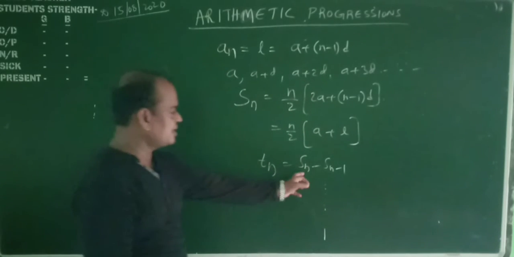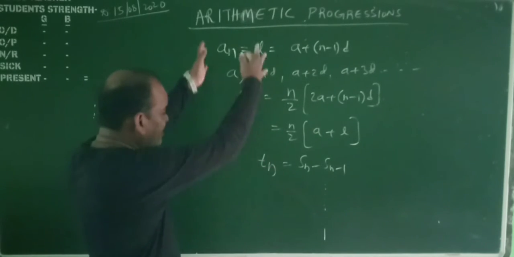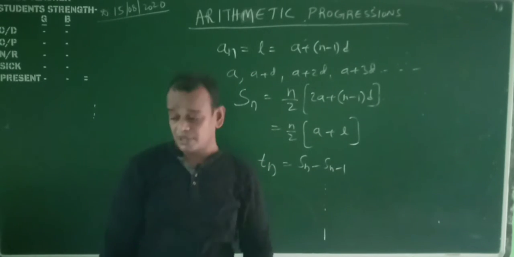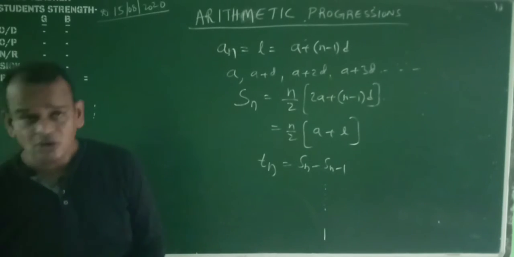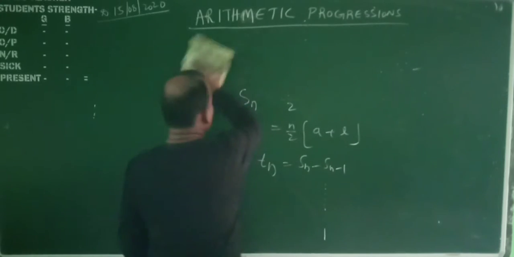Tn is equal to Sn minus Sn-1. Yesterday in class, I discussed these formulas. You remember these formulas, okay, my dear students. Now, we will go to the problems. What are the problems going on in this?